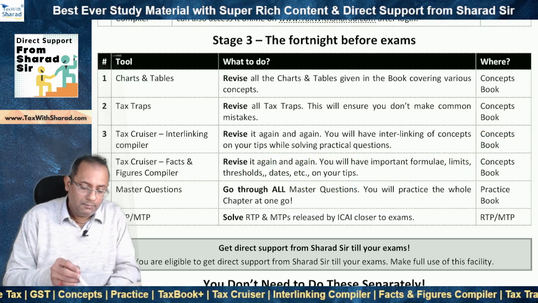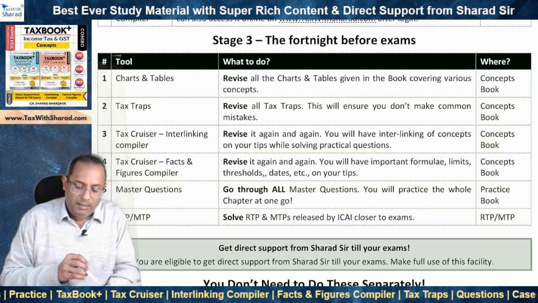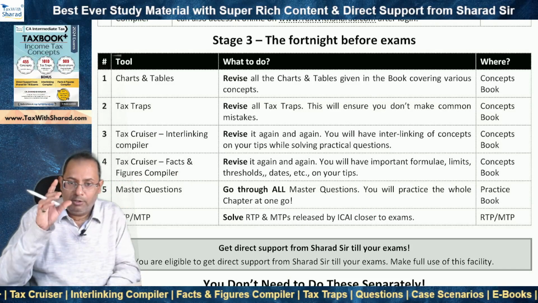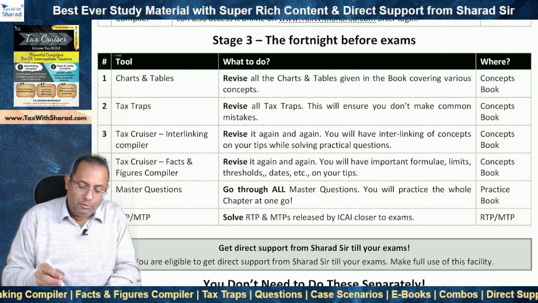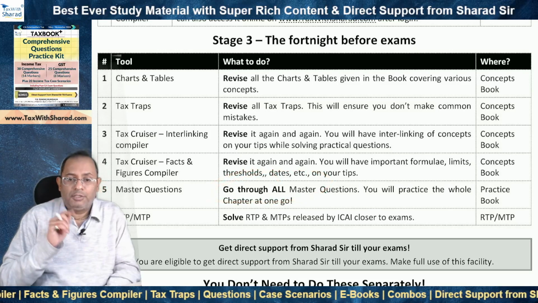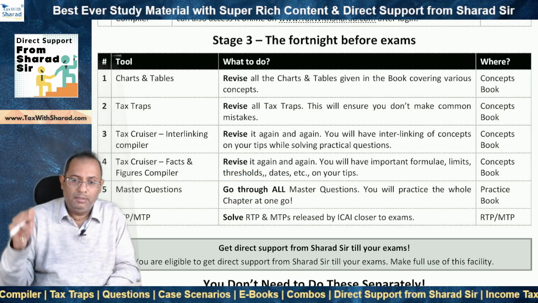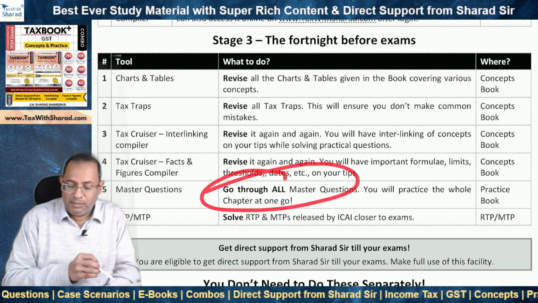free. Fifth, master questions. We talked about master questions in stage 1 because a master question encapsulates all the important points of a particular chapter, and most chapters have a master question. So you go through all the master questions. Master questions are currently available for the income tax book, not available for the GST book. They are in the making. So, you go through all master questions once again.